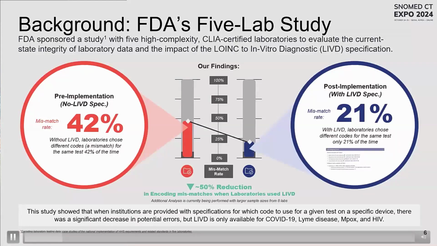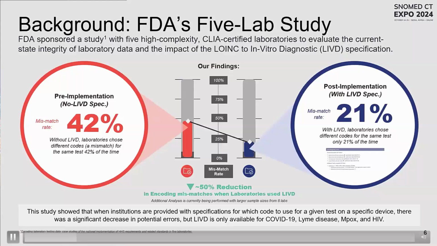The COVID pandemic taught us a lot about the current state of our lab data. In the United States, the Food and Drug Administration, or the FDA, sponsored a study to look at a certain type of lab data and at the accuracy of coding those lab test results to lab codes. And what they found was that 42% of the time there was a mismatch, or the lab chose a different code than was recommended by authoritative sources.